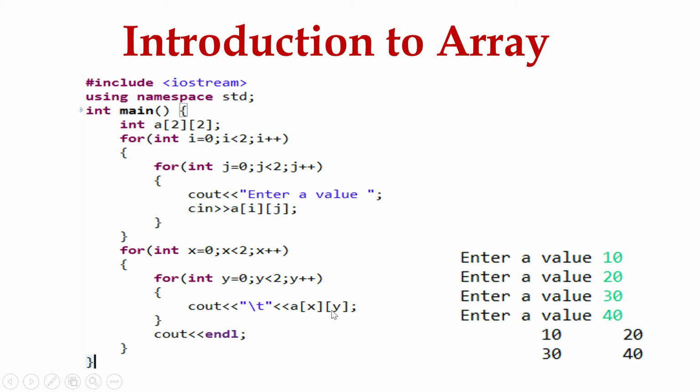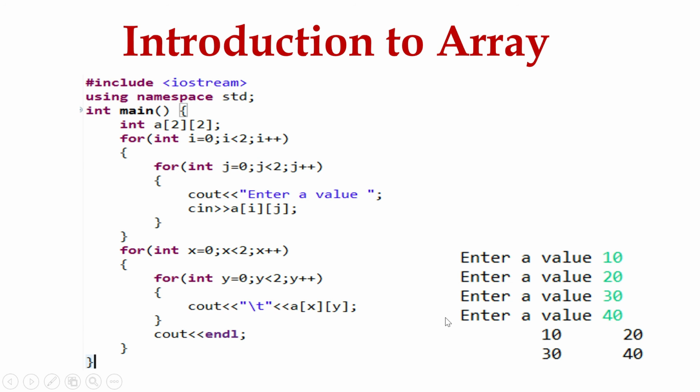See, this is the output, enter a value. It will take four values: 10, 20, 30, 40. So I'm going to display the values using the for loop. So this is an example of a two-dimensional array using for loop.